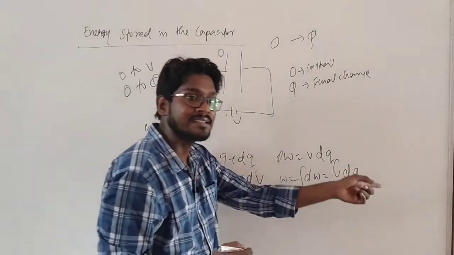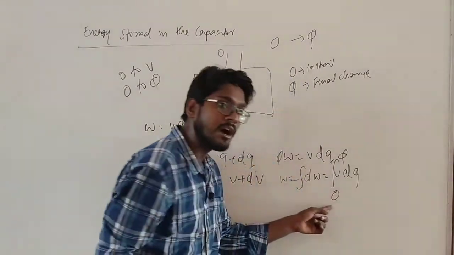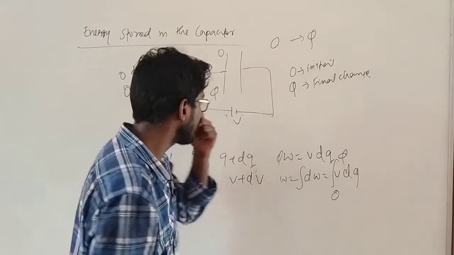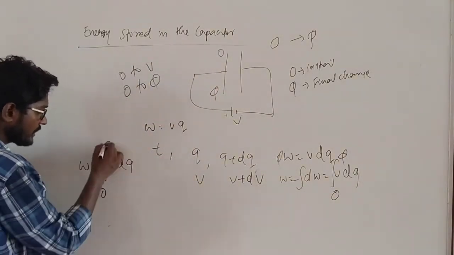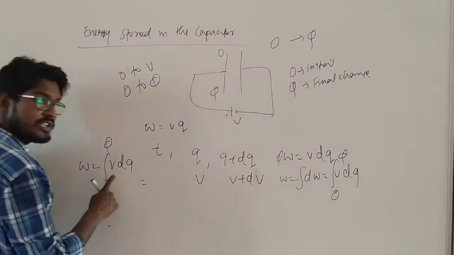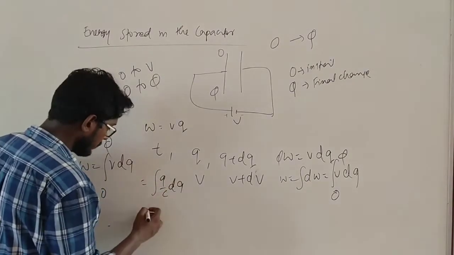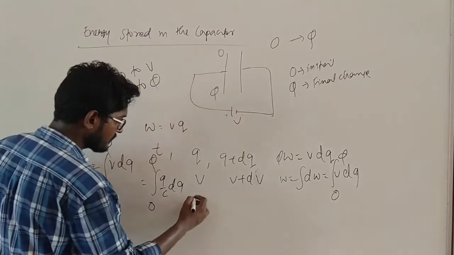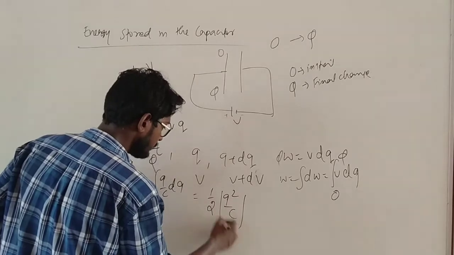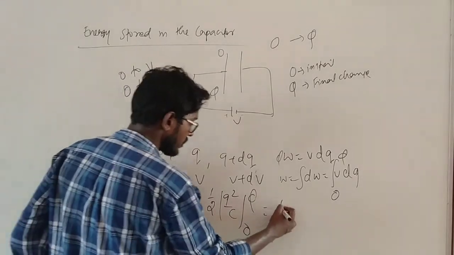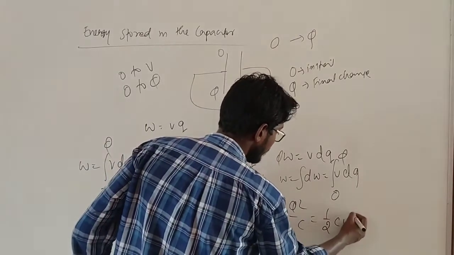Clear? और कहां से कहां चार्ज करना है, 0 to Q ना, अरे इनिशियली चार्ज 0 है और फाइनल चार्ज कितना है, Q मैक्सिमम चार्ज, इंटीग्रेट करो तो होगा क्या, W is equal to integration V dq 0 to Q, so what, and in place of V you can write Q upon C, so integration Q upon C dq 0 to Q, and which is equal to 1 upon 2 Q square upon C 0 to Q, which is equal to 1 upon 2 Q square upon C, and this is also written as 1 upon 2 C V square.